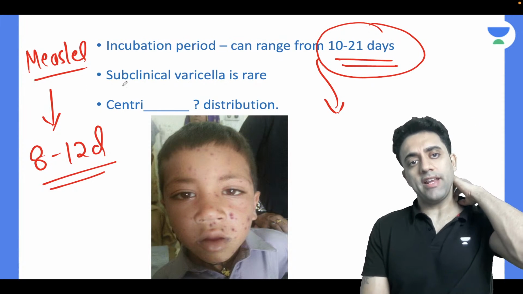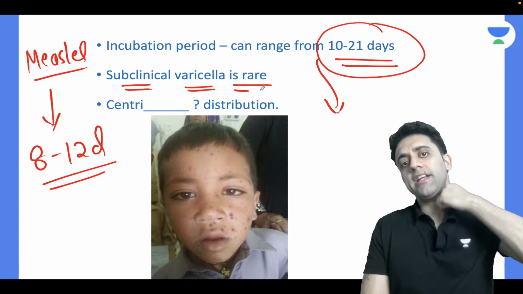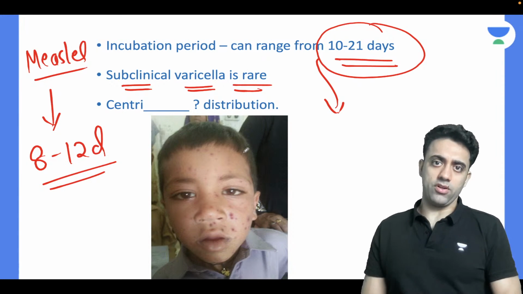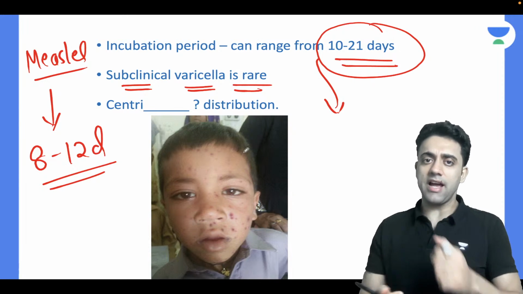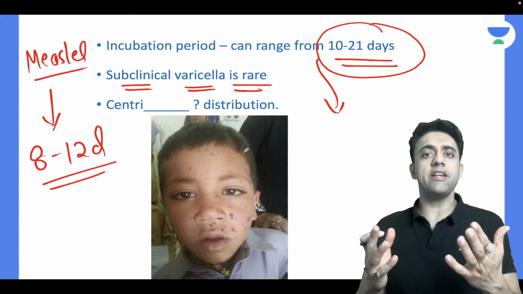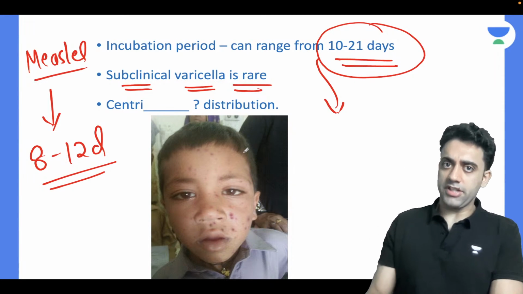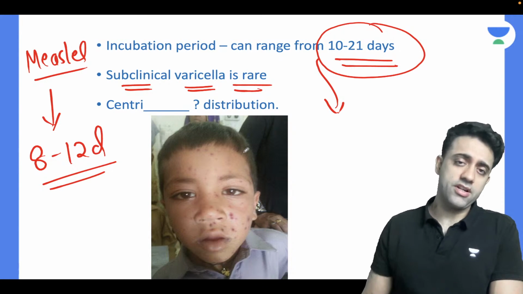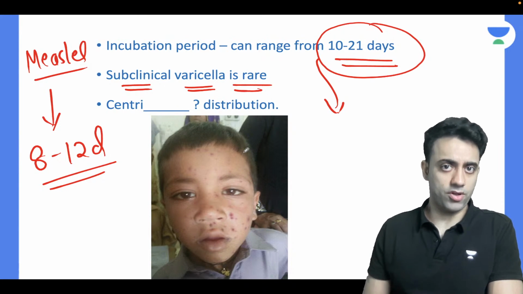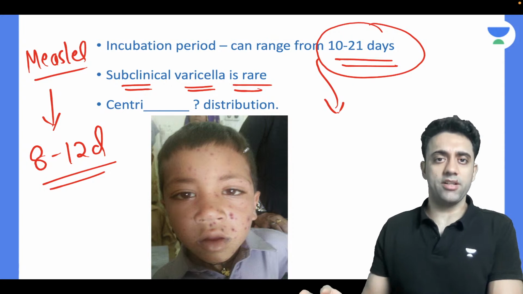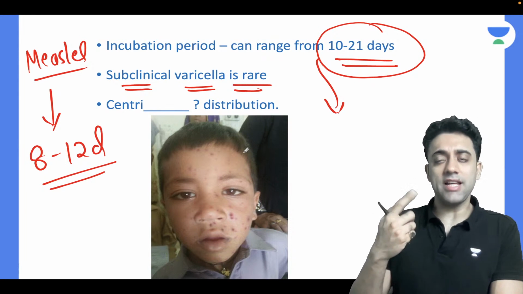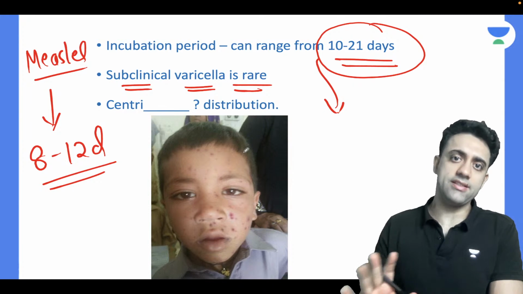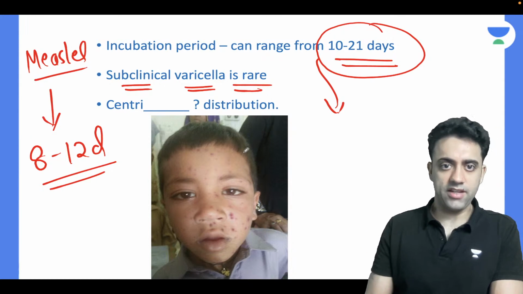And subclinical varicella is very rare. Please update in your notes. Subclinical means no symptoms, but 99% is clinical chickenpox. I will have a rash, crust, fever. This is clinical. How do you diagnose chickenpox? It's a clinical diagnosis. Look at the patient and say, sir, I think this looks like a case of chickenpox. But subclinical chickenpox is very rare, that is, where I don't get the rash and yet the patient has chickenpox. Clinical is the rule, subclinical is very rare.